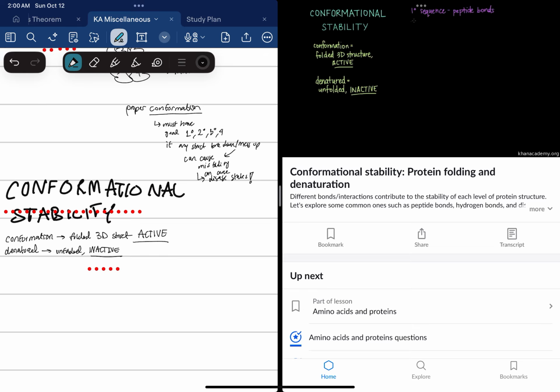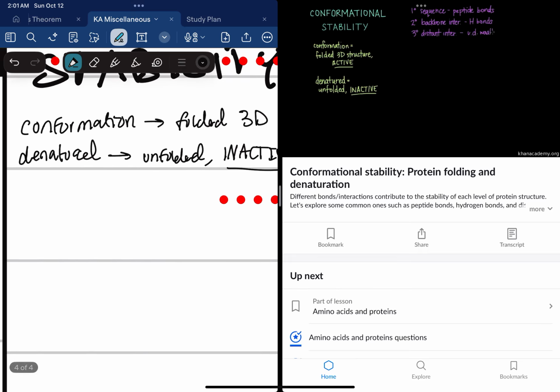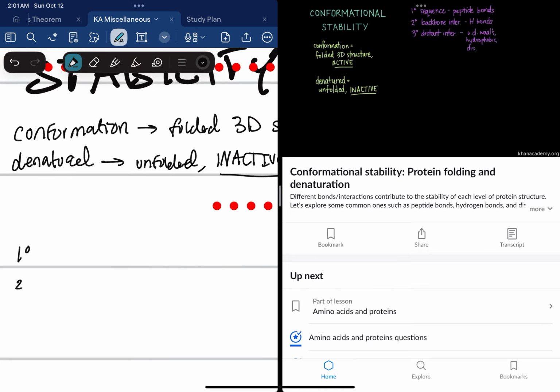And then next you have secondary structure, which just refers to the local substructures in a protein. And they are determined by backbone interactions held together by hydrogen bonds. Then you have tertiary structure, which just talks about the overall 3D structure of a single protein molecule. And this is described by distant interactions between groups within a single protein. And these interactions are stabilized by van der Waals interactions, hydrophobic packing, and disulfide bonding, in addition to the same hydrogen bonding that helps to determine secondary structure.